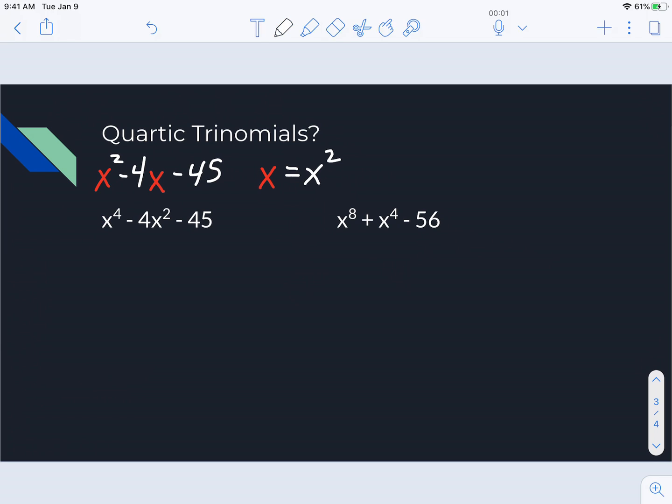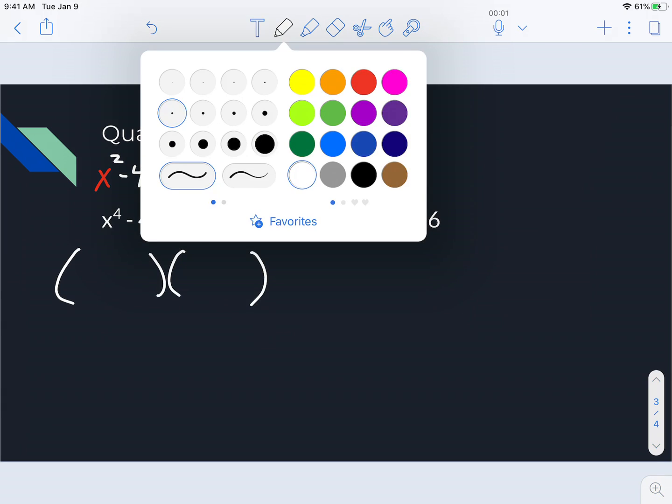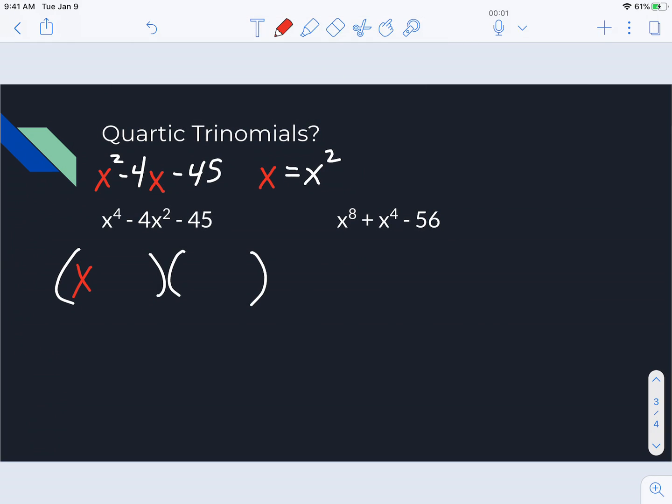All right, so anyway, we'll factor it just like normal, except it's going to be red x's now. So we're looking at the one with the red x's. I want two numbers that multiply to negative 45 but add to negative 4. That would be a minus 9 and a plus 5. Now, all I have to do to make this work is change these red x's back to a white x squared.